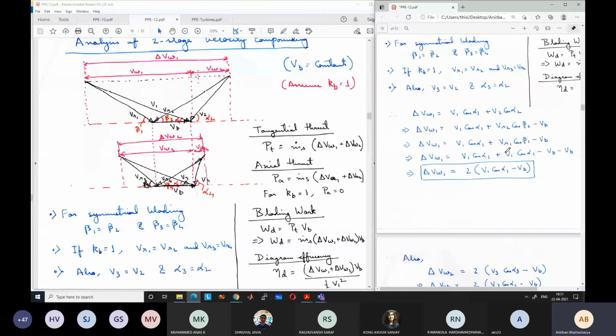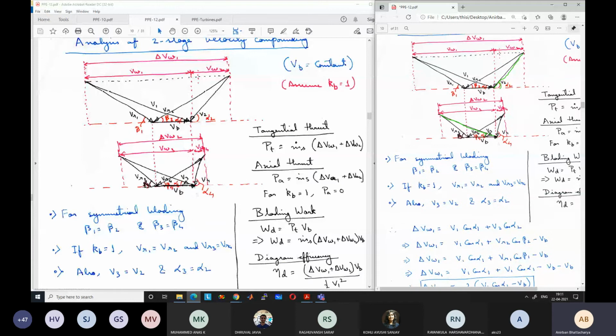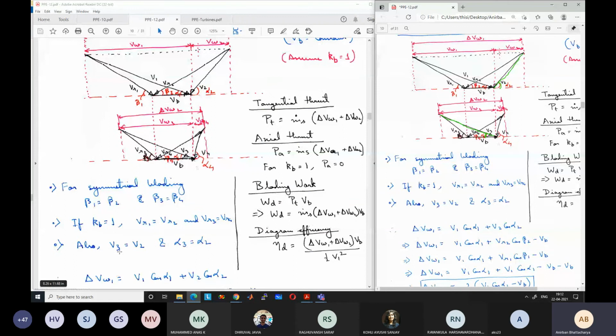And for the second stage also, like the first stage, beta 3 is equal to beta 4. So the blade angles are equal. Although they are not equal to beta 1 and beta 2. Beta 1 equal to beta 2 separately and beta 3 equal to beta 4 separately. And similarly, VR3 is equal to VR4, because there are no frictional losses. So these are all the relations: beta 1 equal to beta 2, beta 3 equal to beta 4, VR1 equal to VR2, VR3 equal to VR4, and then the two diagrams are related by V2 equal to V3 and alpha 2 equal to alpha 3.